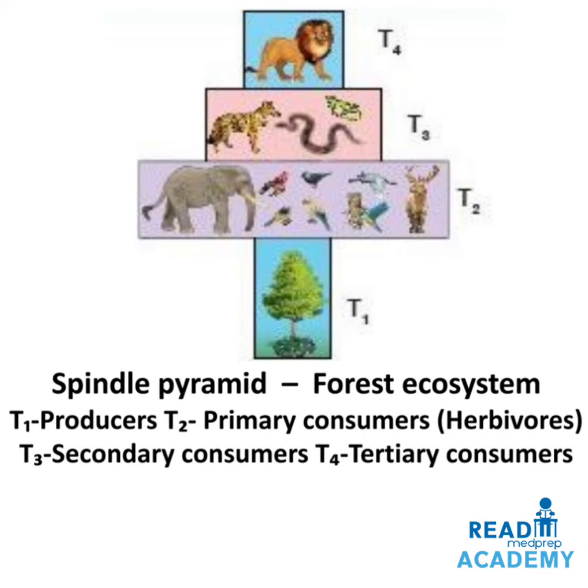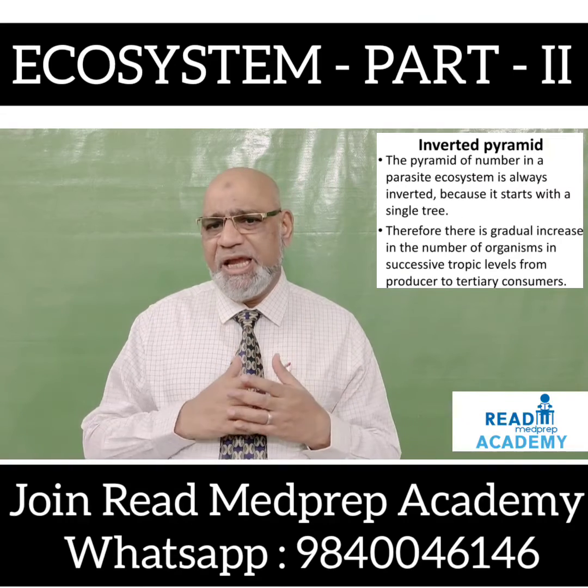Here in this image, you can see the spindle-shaped pyramid where the number T1 and T4 are comparatively very less, and T3 is lesser than the number of organisms that are present at the T2 level. T1 are the producers, T2 are the primary consumers or the herbivores, T3 are the secondary consumers, and T4 are the tertiary consumers. Now, what is the inverted pyramid?